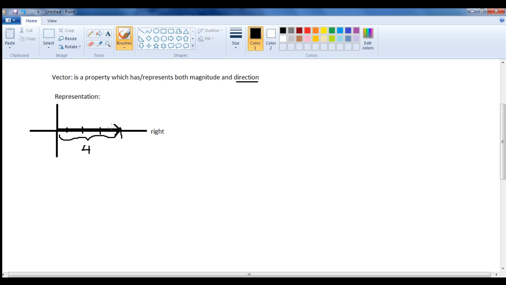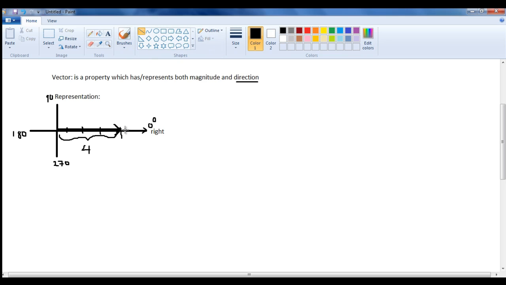Now here the angle of this vector is 0 degree, right? This indicates 0 degree. Whereas here you have 90 degree, right? Here you have 180 degree. Here you have 270 degree. And here, back to 360 degree.